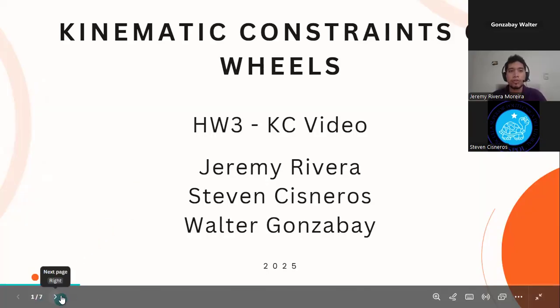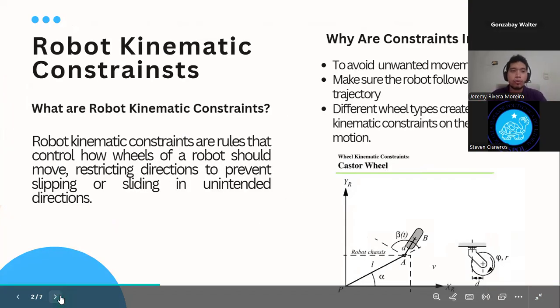Hello everyone. Today we are going to explain what robot kinematic constraints are. In a robot with wheels, kinematic constraints are important rules that govern the movement of each wheel, making sure the robot moves in the right direction without slipping or sliding.